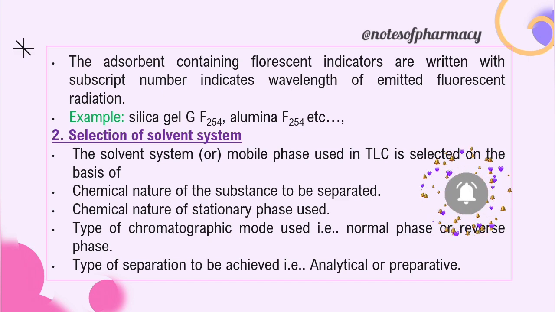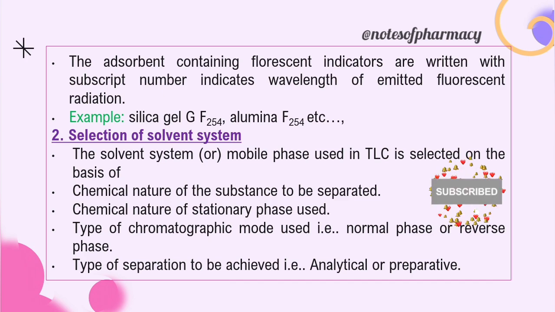Second one, selection of solvent system. The solvent system or mobile phase used in TLC is selected on the basis of 4 factors. First one, chemical nature of the substance to be separated. Second, chemical nature of the stationary phase used. Third one, type of chromatographic mode used, that is normal phase or reverse phase. Then fourth one, type of separation to be achieved, that is analytical or preparative.